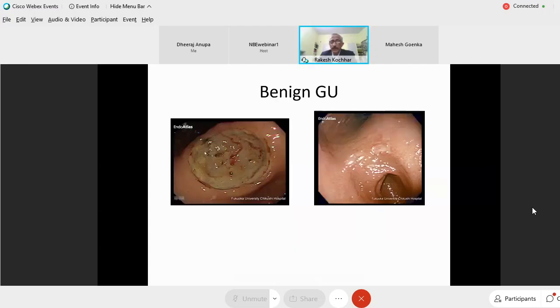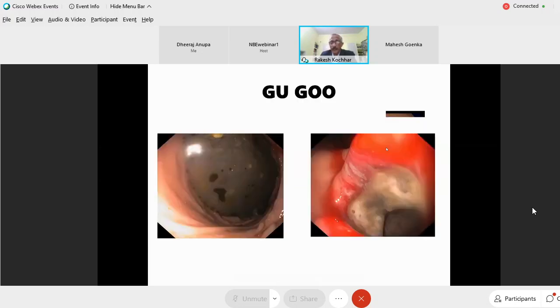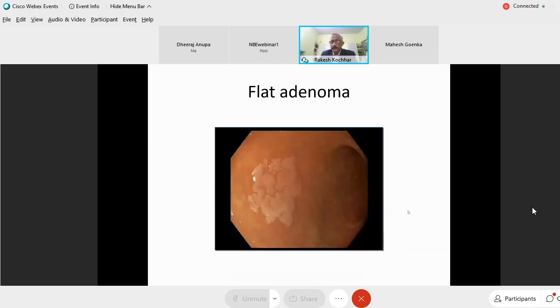So these were two examples of a benign gastric ulcer, normal margin, a small superficial gastric ulcer. In contrast, this was a patient of gastric outlet obstruction due to a giant ulcer in the antropyloric area, due to non-steroidal anti-inflammatory agent. So ulcer size is also to be noted. A giant ulcer is more than 2.5 centimeters in size.